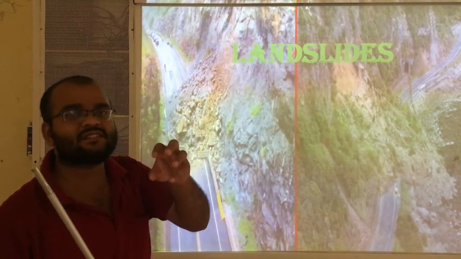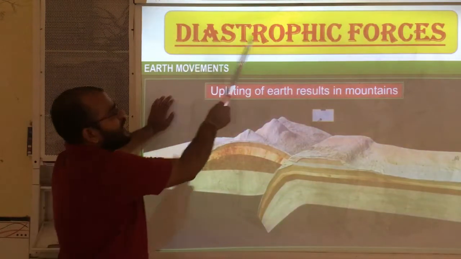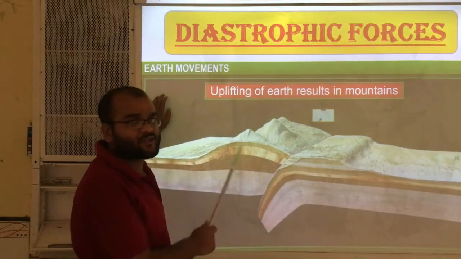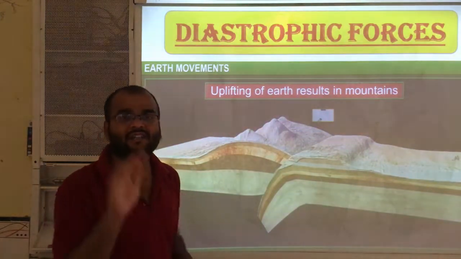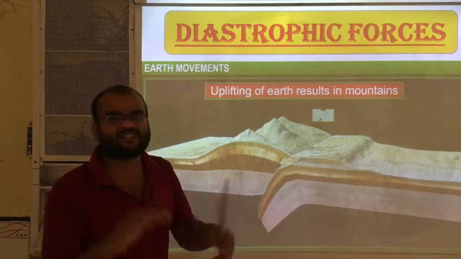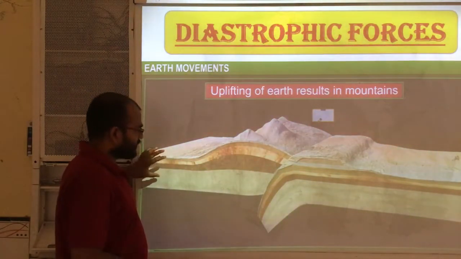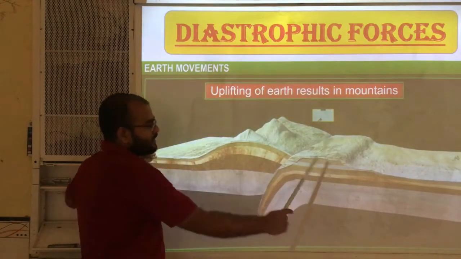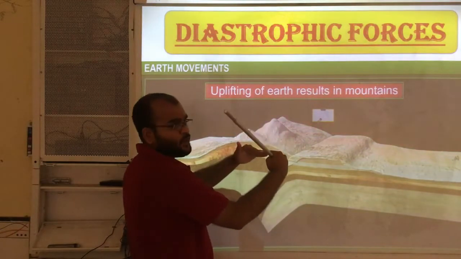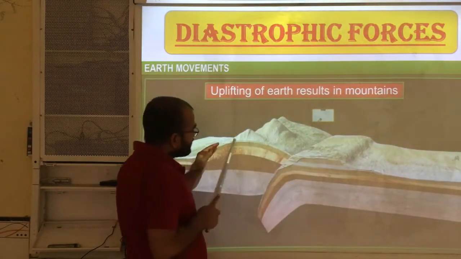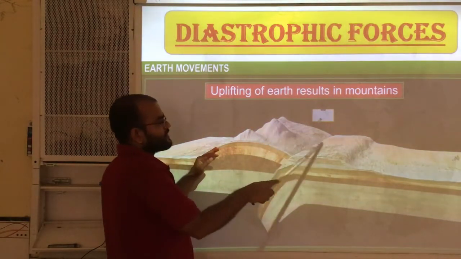The movement of the earth because of some slow force, that is diastrophic forces. Diastrophic means the force which acts slowly on the earth crust and changes the structure of the earth crust. See here, this is one plate, this is one plate. These two plates moved slowly and collided. When they collided, some mountain-like structures are formed.